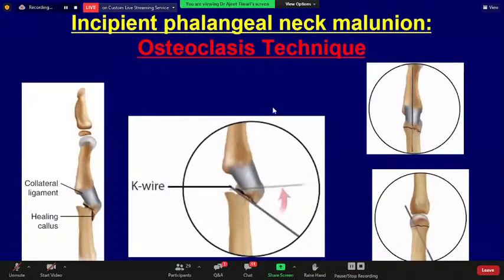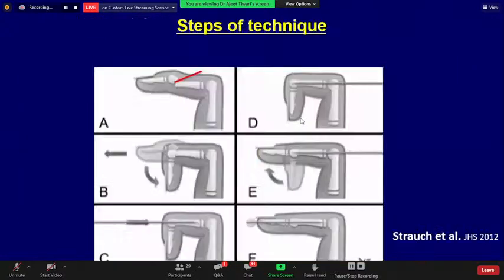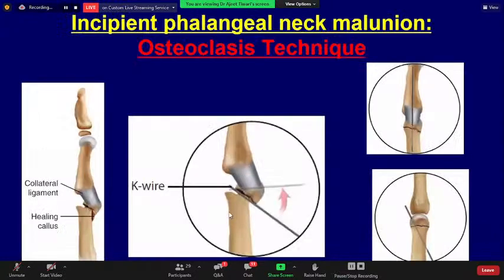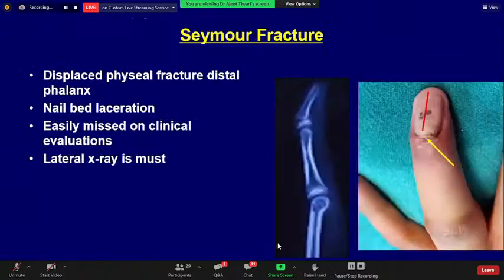So sometimes, after fixing the proximal head of the middle phalanx, you can pass the wire again. Sometimes we receive patients with incipient fractures, where the patient is presenting late to us. In that scenario you can put a wire through the fracture site, reduce it and fix it.